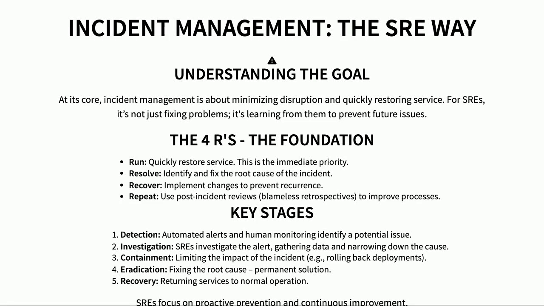Okay, let's talk about incident management, a really crucial part of being an SRE. The goal is simple: get the service back up and running as quickly as possible while also understanding why it went down in the first place. We use the 4 R's: run to restore, resolve to fix the root cause, recover by preventing recurrence, and repeat through post-incident reviews. These reviews are super important because they are all about learning from mistakes, not assigning blame, but figuring out what we can do differently next time.